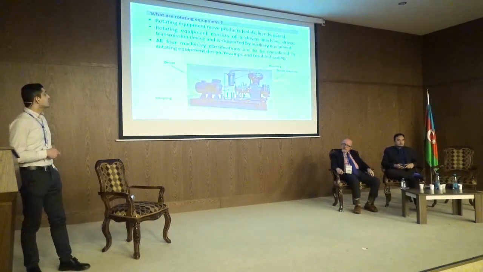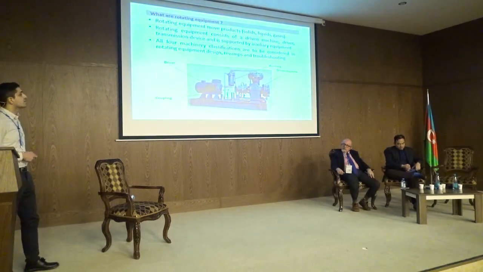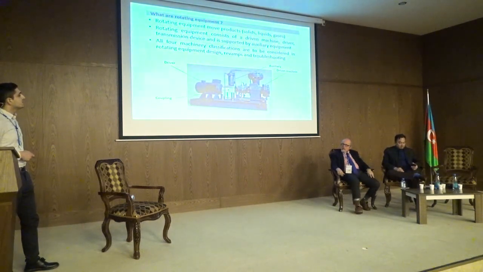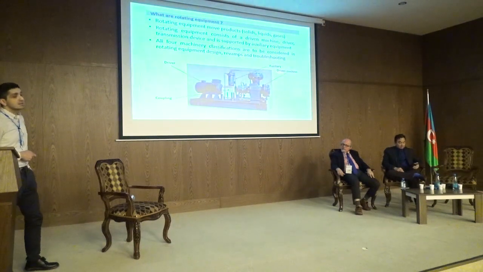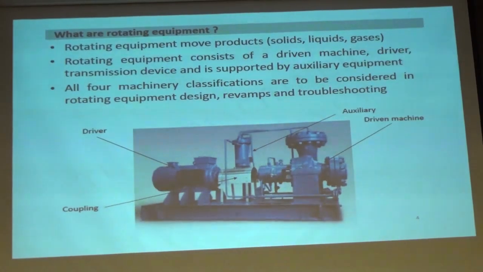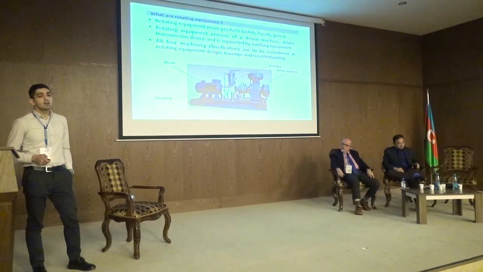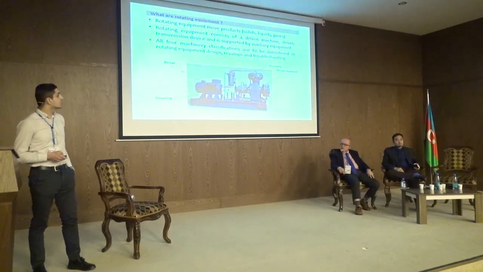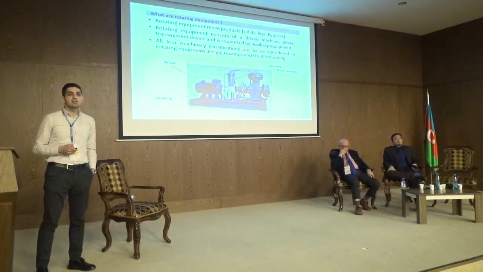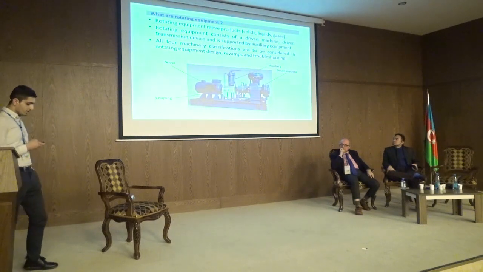Normally, in this example here, we have the electric motor as a driver, the driven machine is a pump, then we have the transmission unit between the two, which is a coupling, and then we have the auxiliary equipment, which is in this case used for shaft sealing purposes. And whenever we want to troubleshoot, maintain, install, or commission a rotating equipment, we have to take all these four components into account. Okay?